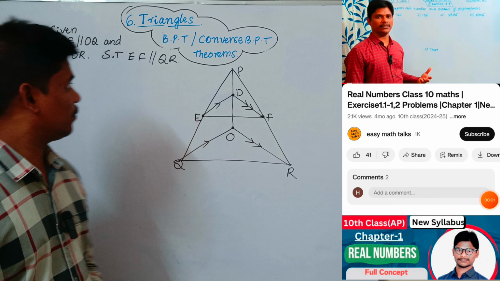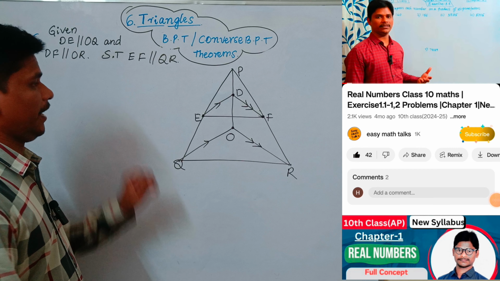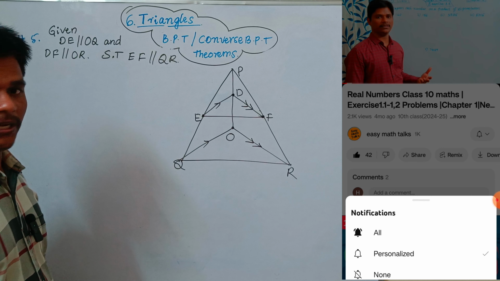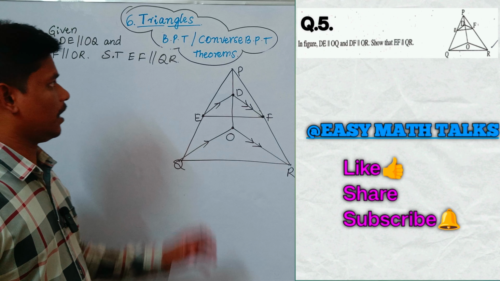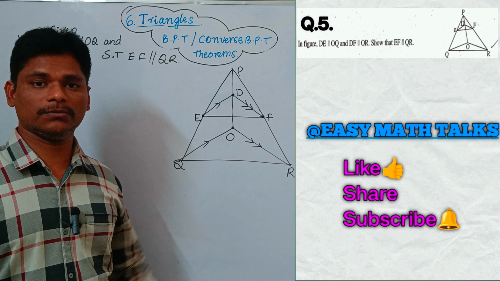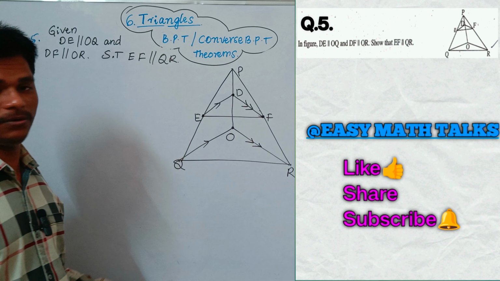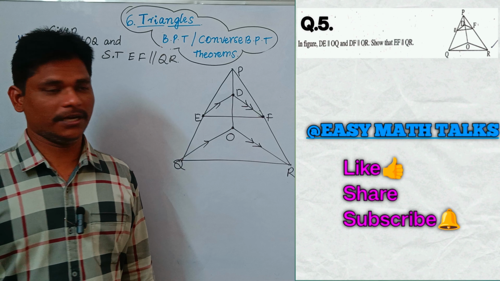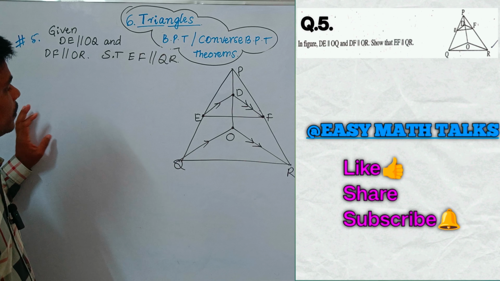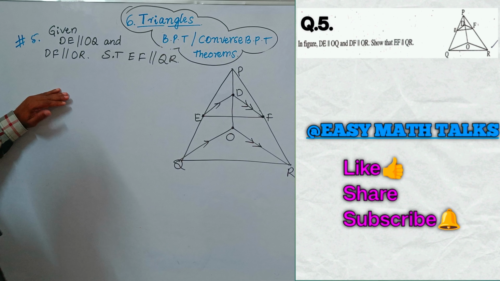Here we are going to discuss the triangle chapter. In that, the basic proportionality theorem and the converse basic proportionality theorem. Based on those theorems, we will discuss some problems. Okay. So observe this question.